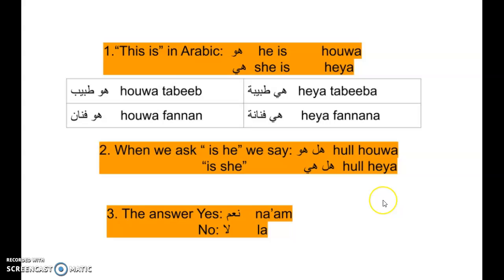Let's say I want to choose the profession of muhandis. Muhandis, again, is engineer. Muhandis. So I'm going to say, هل هو مهندس؟ هل هي مهندسة؟ نعم. لا.